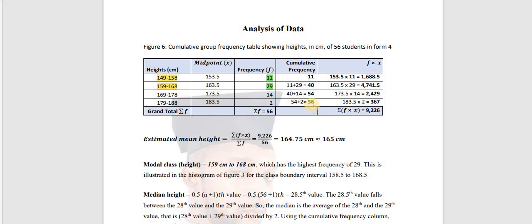Why is that? Again, because we have 56. Let's add 1 to it, that's 57. Find half of it, that's 28.5. Which category does that fall in? The 11th student falls in this category, and the 12th to the 40th fall in this category. So obviously the 28.5 must be in the same category, and that will be the median.